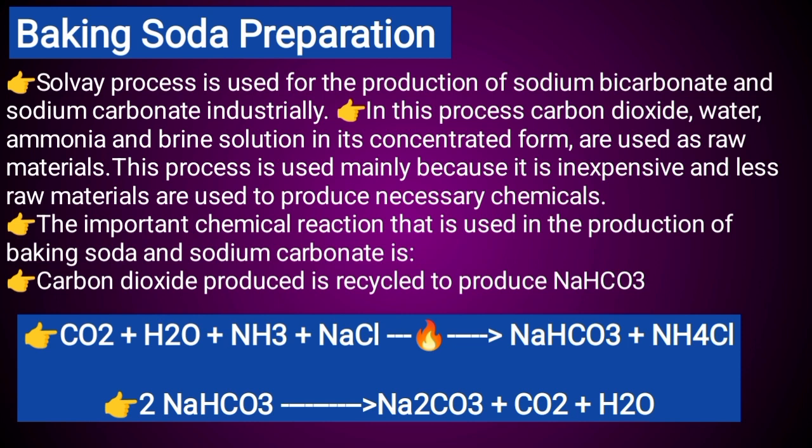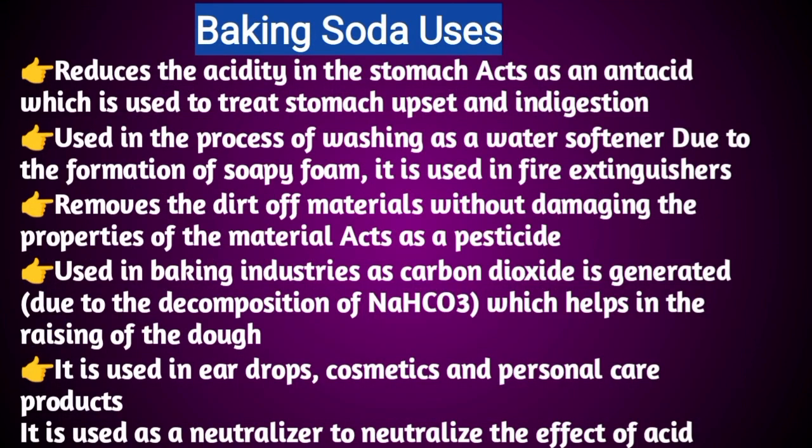In the thermite process, in the presence of heat, ammonium chloride and sodium bicarbonate are produced. Here, the common name of sodium bicarbonate is baking soda. And next one, what are the uses of baking soda?